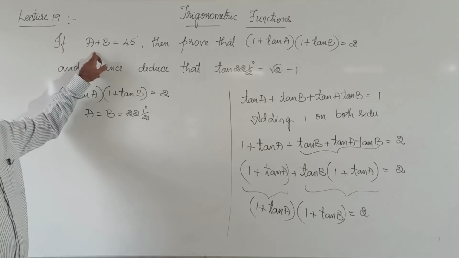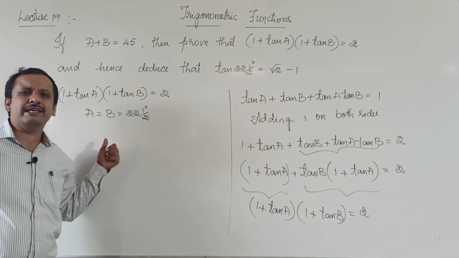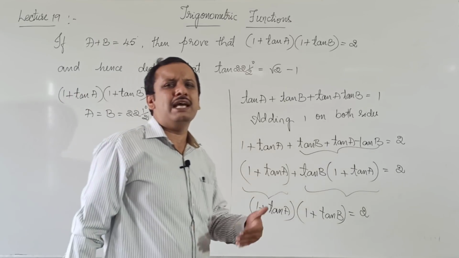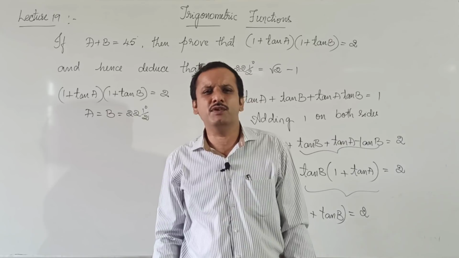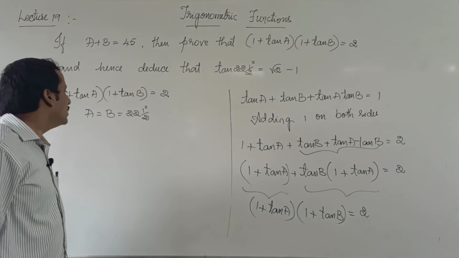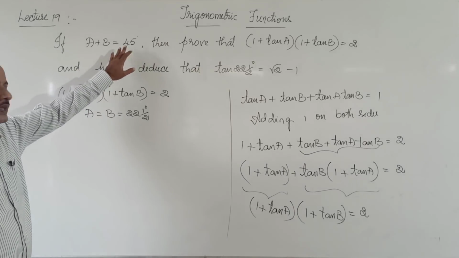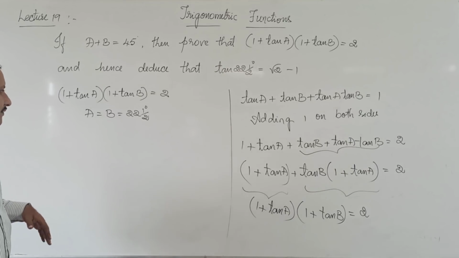The condition is that the sum of these two, a plus b, must be equal to 45 degrees. So here I am taking a as 22.5 degrees, b as 22.5. 22.5 plus 22.5 will give you 45. 22 plus 22 is 44, plus half here and half there, together it becomes 45 degrees. So I am taking A equal to B equal to 22.5 degrees.